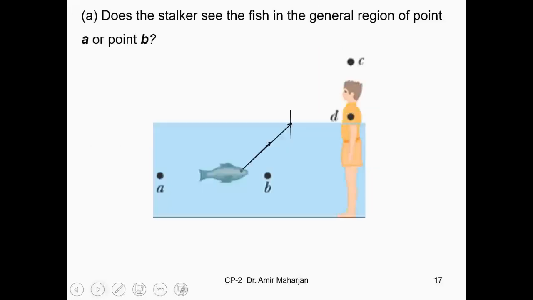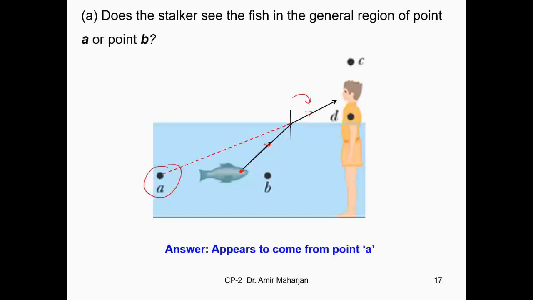Pick any point on the fish. So I'm just picking the eye, right? And draw the ray of light. It will strike at the boundary, and what will happen? Next, it will bend, right? Because it has to bend away from the normal. And for the observer, the fish stalker, it just appears from here. So the fish stalker will see the apparent position, the virtual position of the fish, in the general region A.